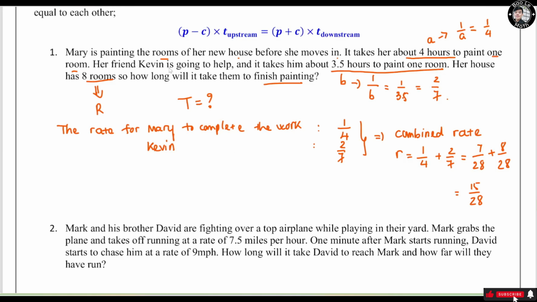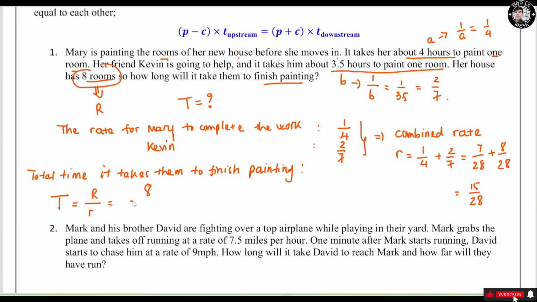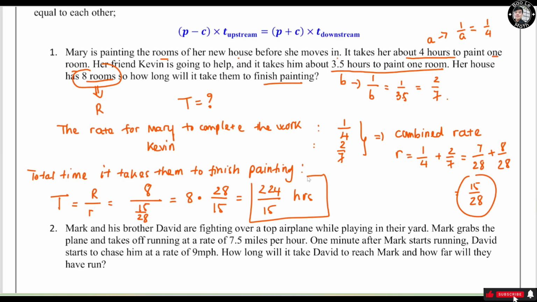Now you need to find the total time it takes them to finish painting. Is capital T equals capital R divided by little r, right? Capital R is 8 rooms right here, divided by 15 over 28, right? And it's going to be the same thing as 8 multiplied by the reciprocal, which is 28 over 15, right? So it's going to be 224 over 15 hours, right? This one is the final answer.